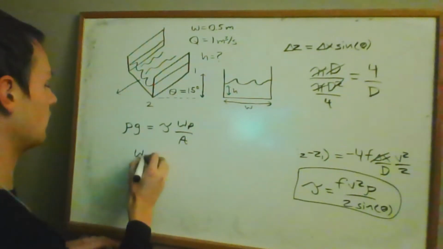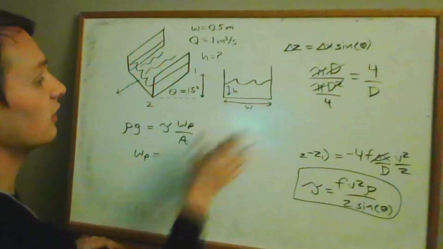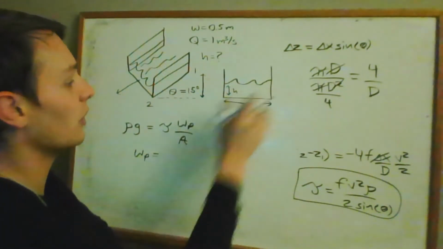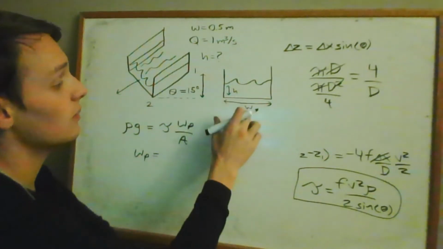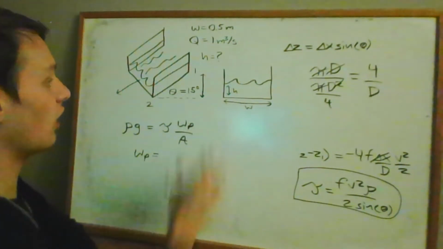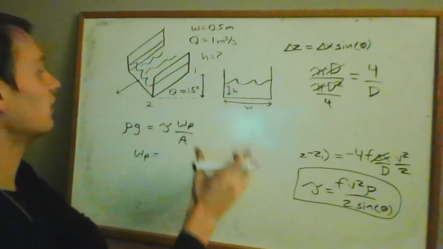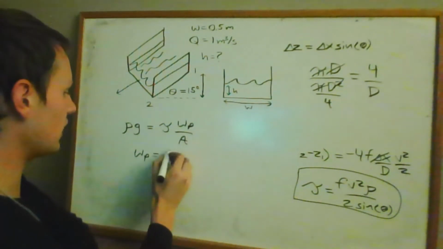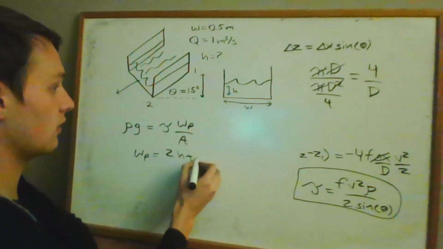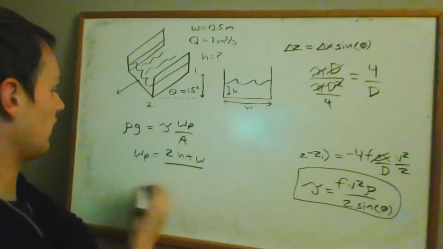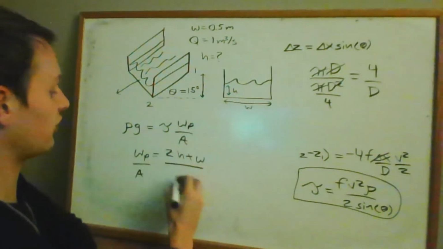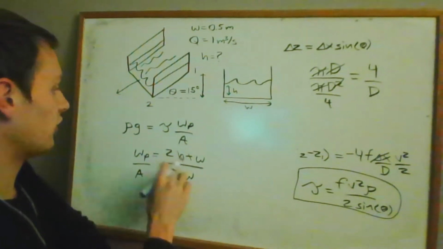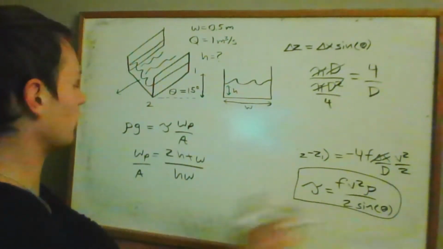What's the wetted perimeter? Let's look at this view. Okay, so we just have the height on both sides there. So it's 2h plus the width. All of that is in contact with the surface there. Okay, so we need that. And then we have the area. The area is easy. That's just h times w. So this goes into there, and then that's multiplied against that.